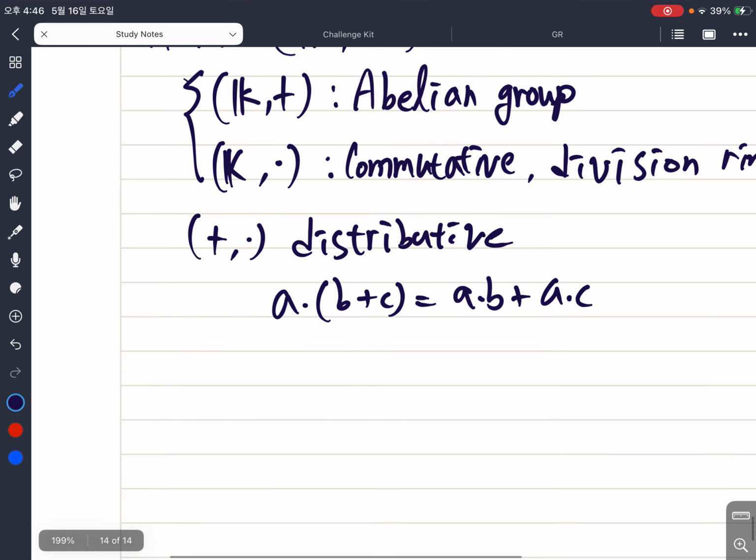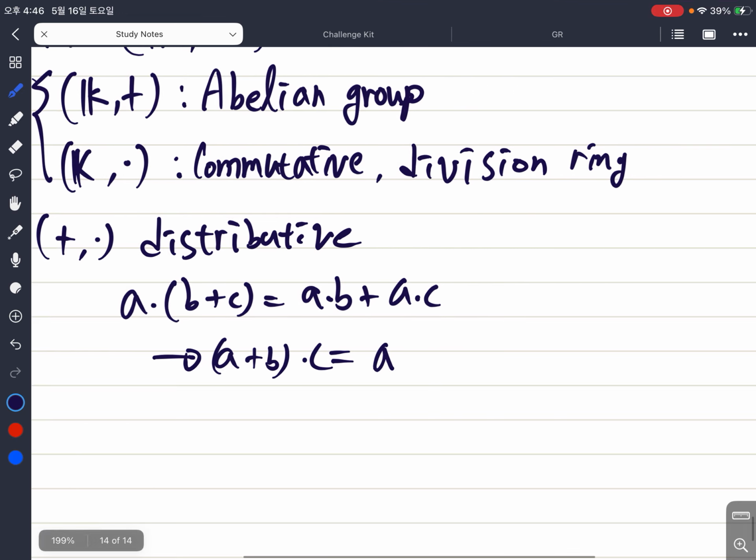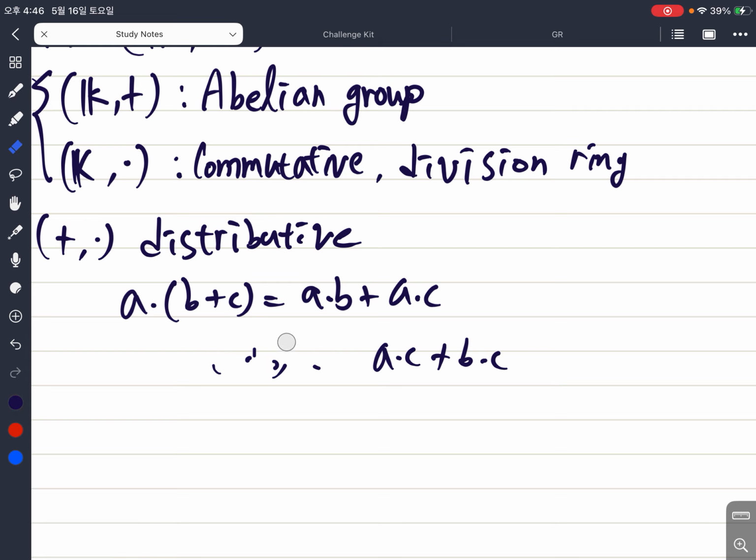In the above, I wrote 2 conditions for the distributive law, but in this case, we don't need to write 2 because it is already commutative. So one condition is enough. If it is satisfied, (A plus B) dot C should automatically equal A dot C plus B dot C. So this is already implied. So this is the condition for a field.